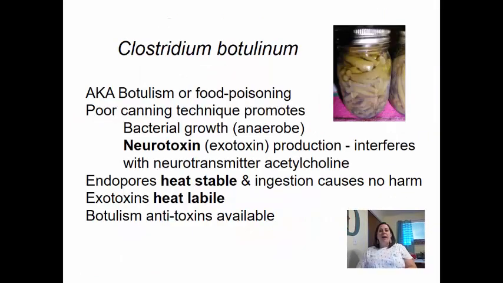All right, the next group we have are the Clostridium botulinum. This is also known as botulism or food poisoning. A lot of times the culprit of this is poor canning techniques. If we do not can things properly, it actually promotes the growth of this anaerobic type of bacteria. Clostridium botulinum also produces a neurotoxin, an exotoxin, but this one interferes with the neurotransmitter acetylcholine. So instead of causing the muscles to contract, it causes them to stay relaxed. It makes it where the nerve cannot talk to the muscle to allow it to contract.